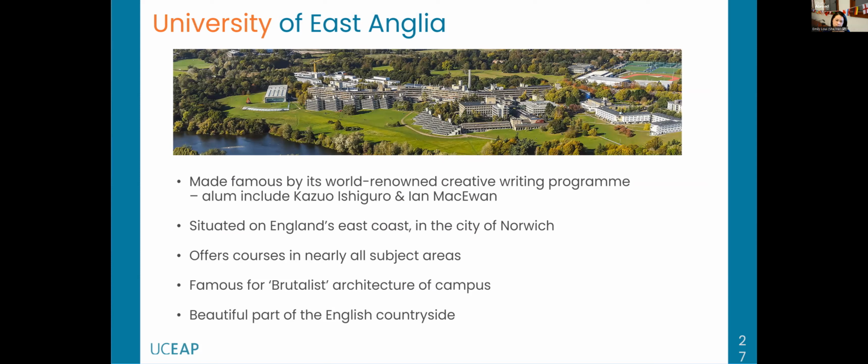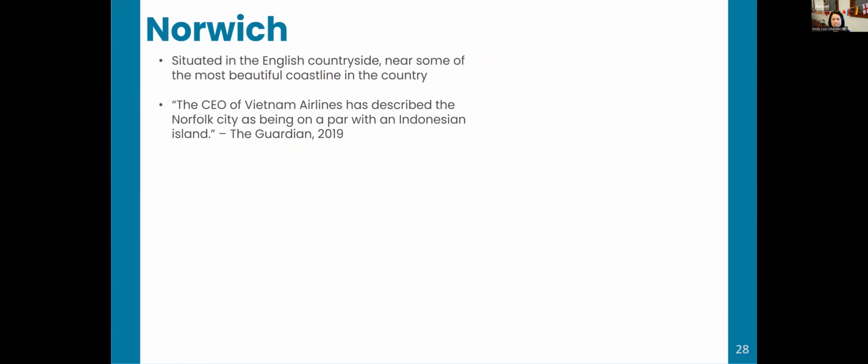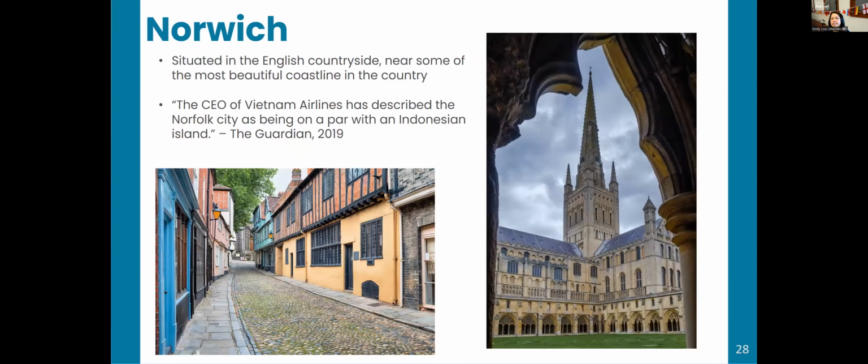Again, it's beautiful. It's in the scenic English countryside. It's a very, very small area though. So if you want that really, truly small town feel, then this is a good university for you. That said, it is located right near the coastline. So if you want to be by the water, that's something else to keep in mind.